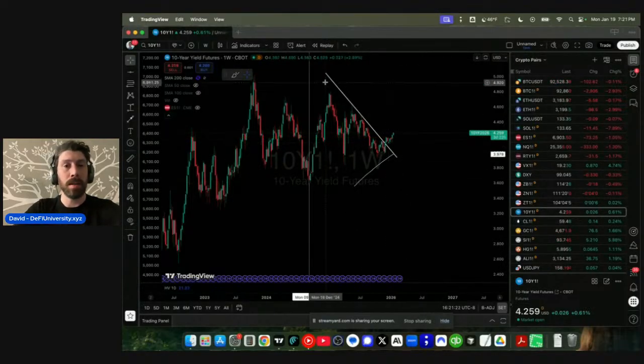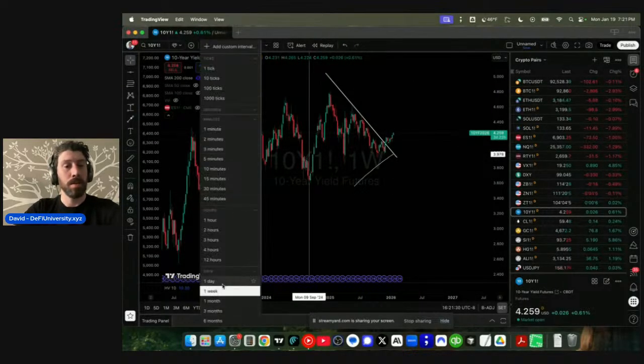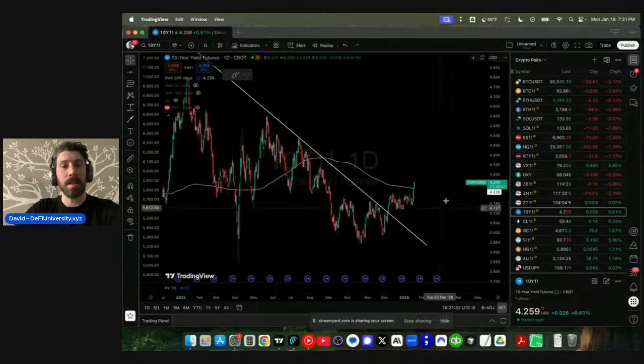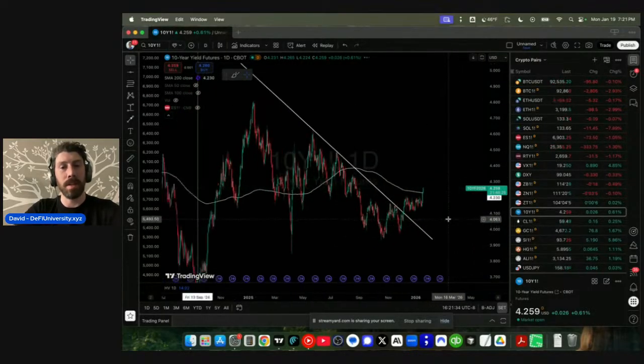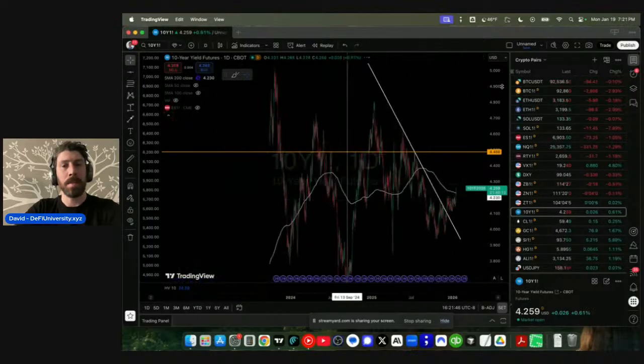Let me remove that. So this level of resistance broke to the upside. We got some continuation. And if I zoom in here to a daily, let's just see what we see here. Where is the next level of resistance? Well, maybe right here, 4.31%, maybe a little bit higher, something like 4.48 up there. That seems to make sense.